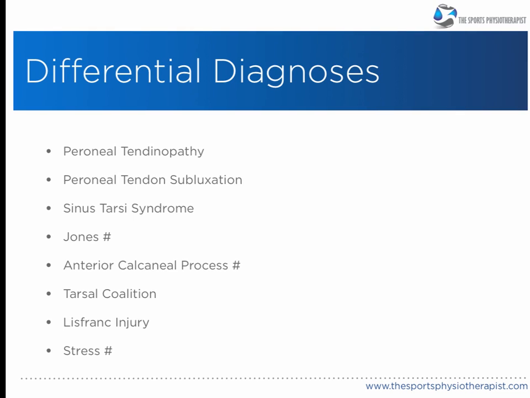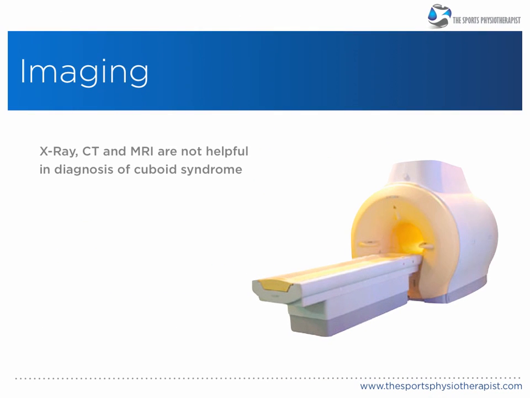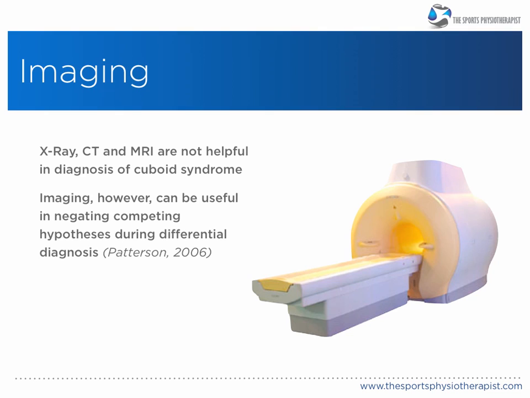Unfortunately, in terms of imaging, X-ray, CT, and MRI are not helpful in the diagnosis of cuboid syndrome. Imaging, however, can be useful in negating competing hypotheses during differential diagnosis.